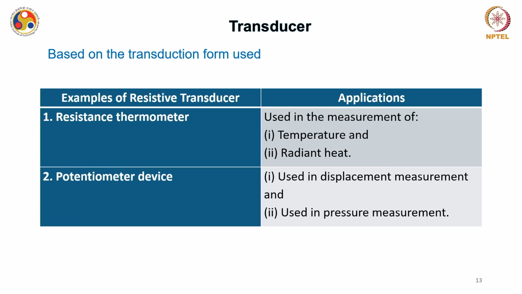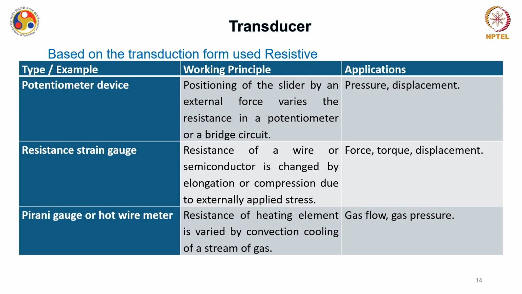Then there are several ways to define resistive transducers, and they are very useful for multiple applications. Resistive thermometers, for example, are used in the measurement of temperature and radiant heat. Another application is in potentiometer devices, which are used in displacement measurement and pressure measurement. As the position of the slider changes by external force, the resistance in the potentiometer or bridge circuit changes, and based on that you have displacement sensors, pressure sensors and so on.